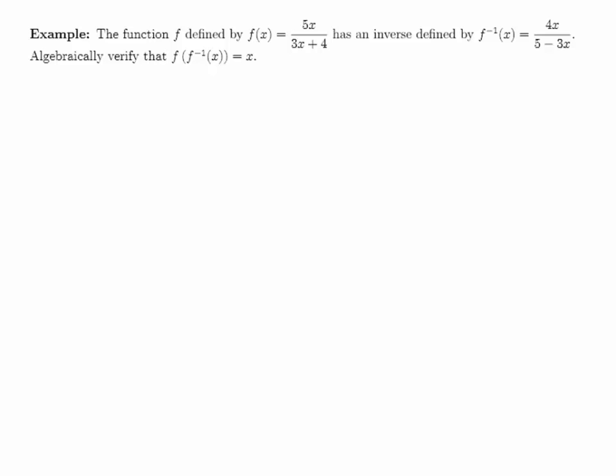When we find the inverse of a function, we verify that it's true by doing two things. The first is that we compose f with f inverse, and we should find that that simplifies to x. And the second is to do that in reverse, to take f inverse and compose it with f and find that that's equal to x.